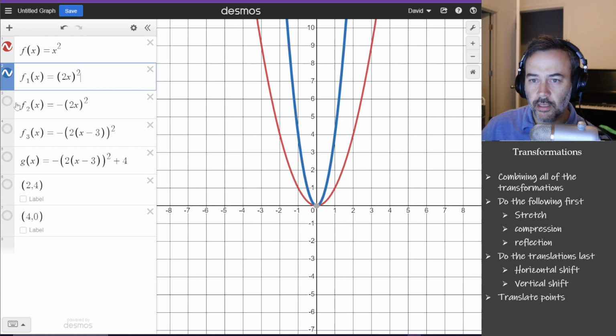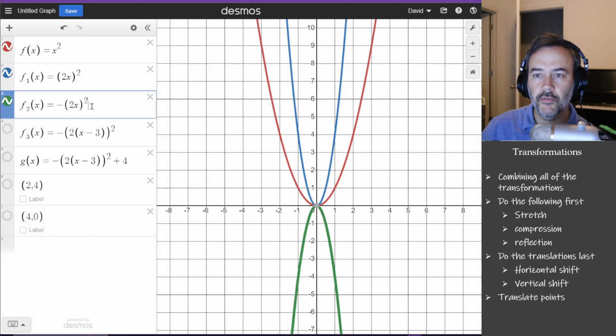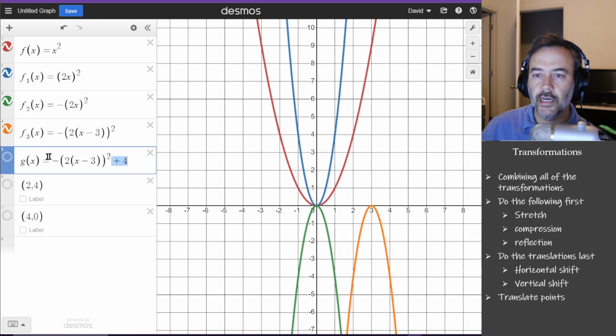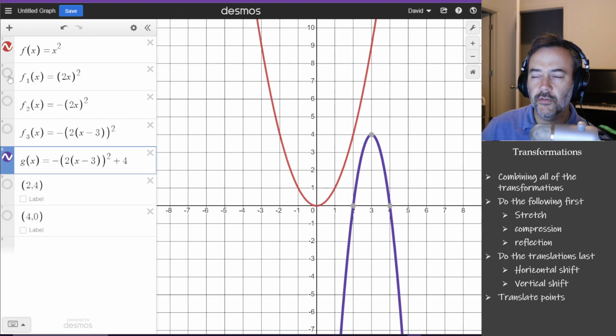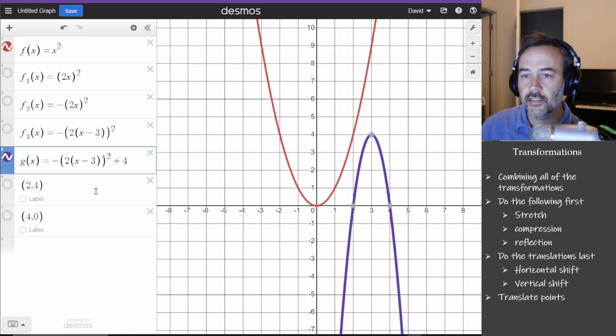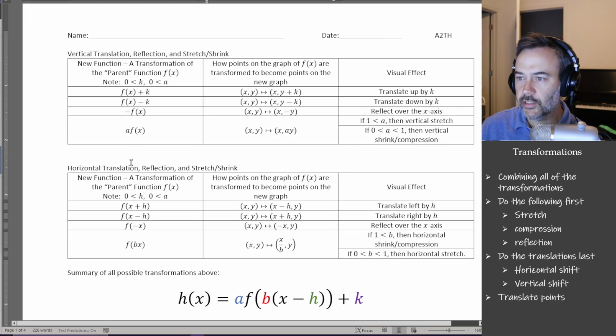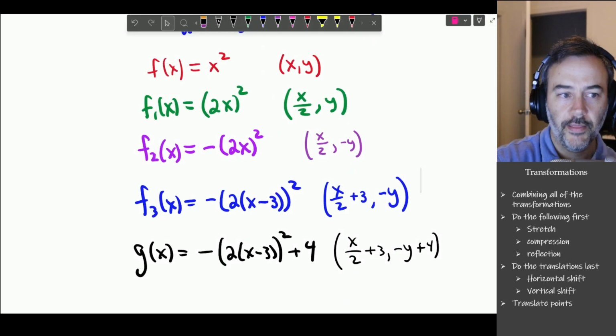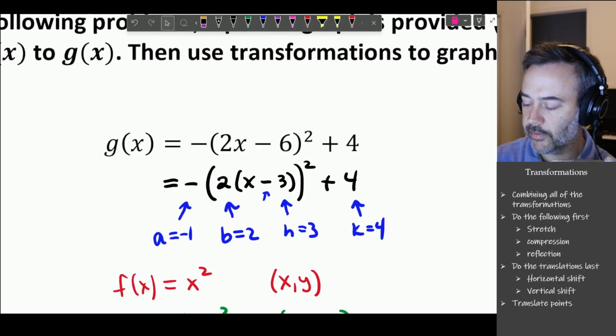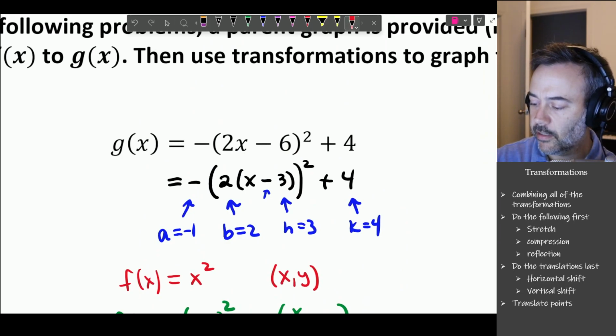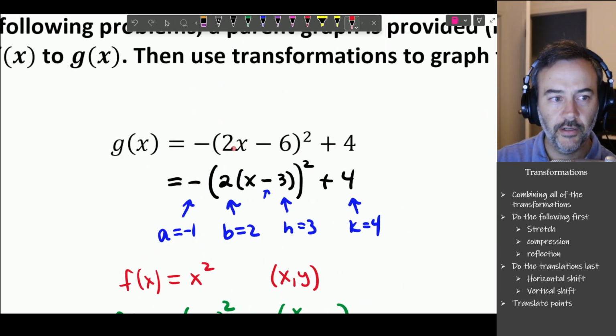Okay, then we reflect over the x-axis by that negative, and we translate to the right by 3, and we translate up by 4. And our final graph, if I turn all these off, that we want, our final graph is this, and that is equivalent to what we were given originally, this original function here.